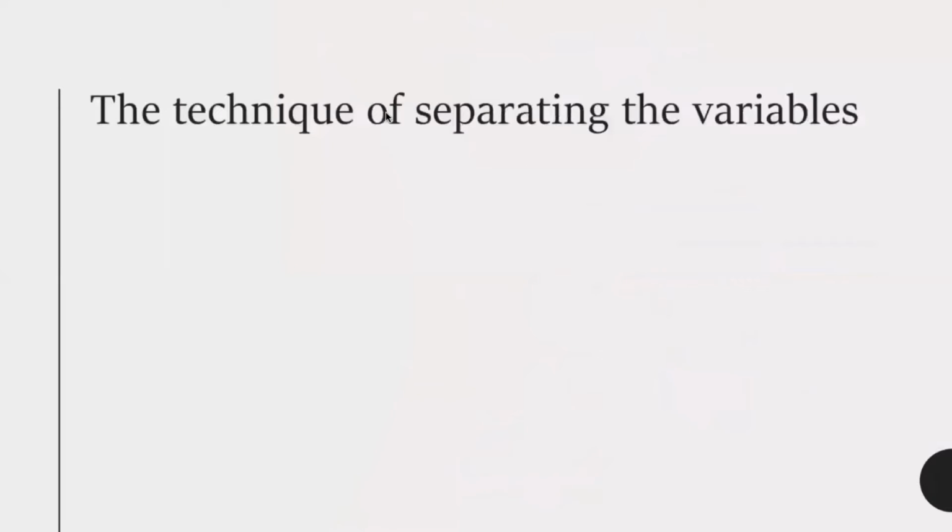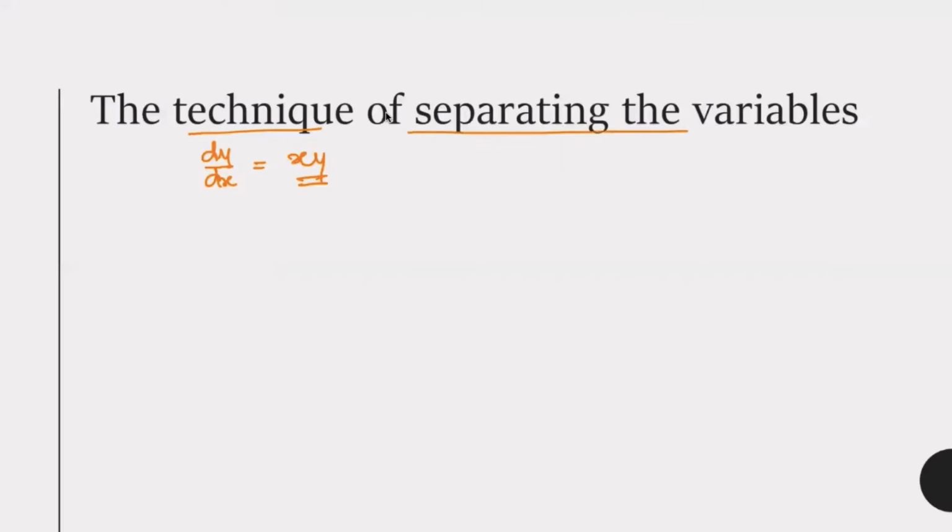Okay. Now let's move to a new method for when just simply integrating with respect to dx will not work. For example, let's suppose we have the equation dy by dx is equal to xy. Now in this scenario, integrating simply with respect to x will not work because over here we'll have two variables, that is x and y. So over here we'll use the technique of separating the variables.